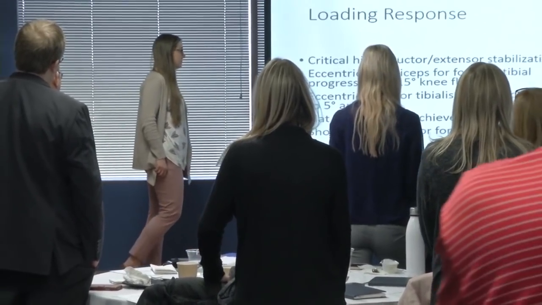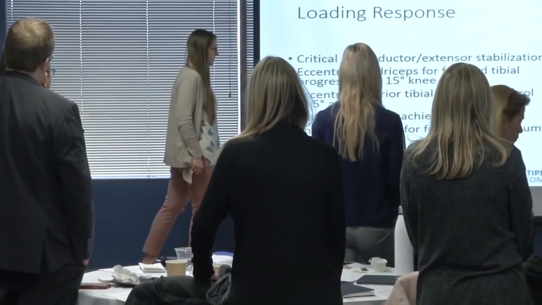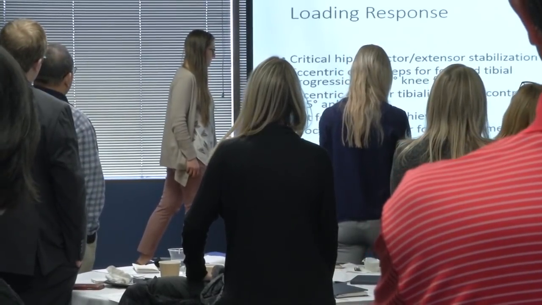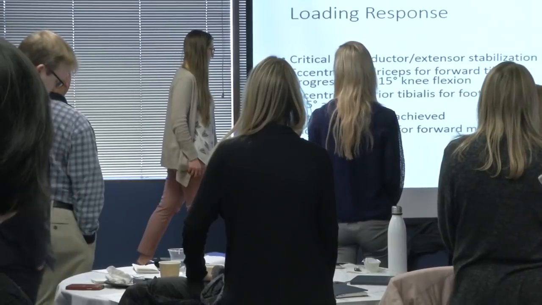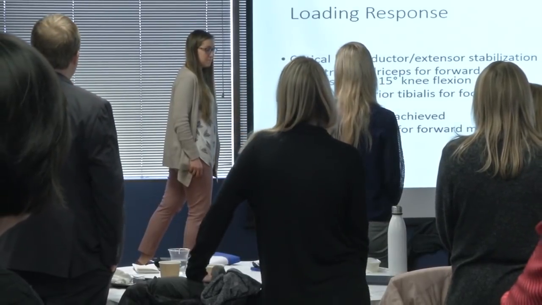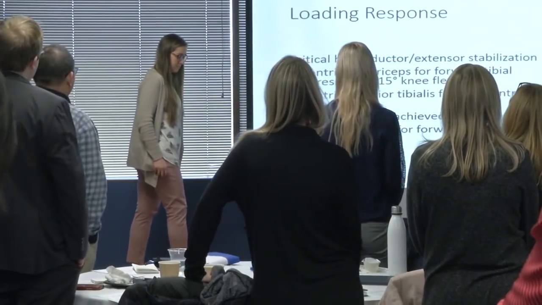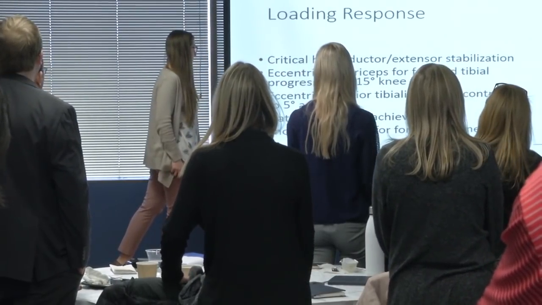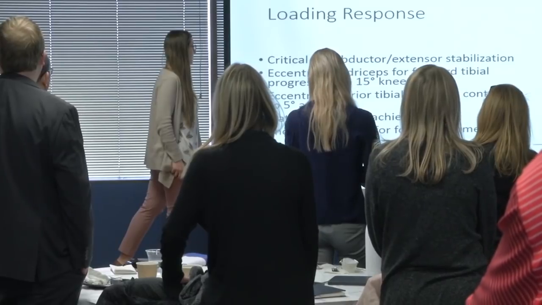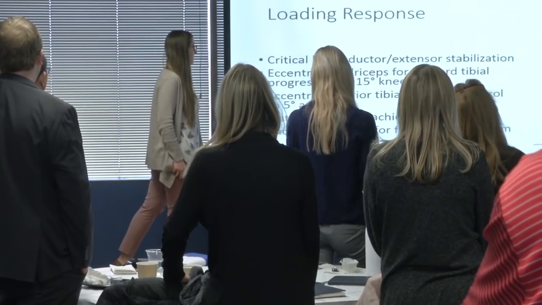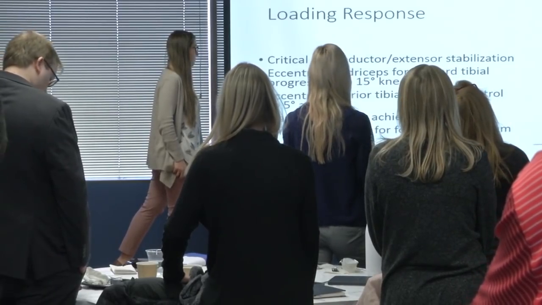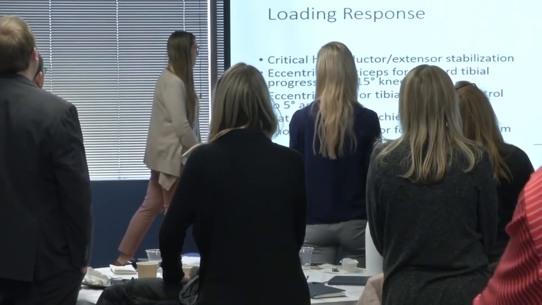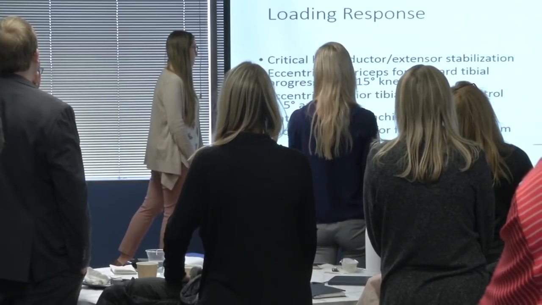Next, we transition to loading response. And in this phase, our knee is going to undergo increased flexion to approximately 15 degrees. A foot flat position is achieved, meaning our ankle is going from neutral to about 5 degrees of plantar flexion via eccentric anterior tib control. Our muscles work for both stability and mobility purposes in this phase, and these muscles include primarily the hip extensors and abductors, eccentric quad control, and eccentric anterior tib control.